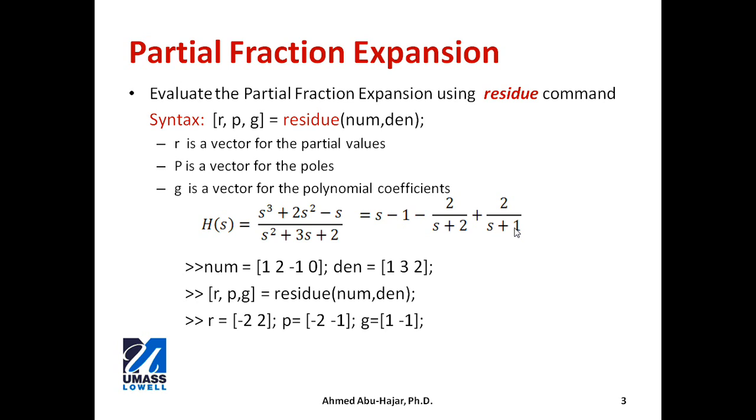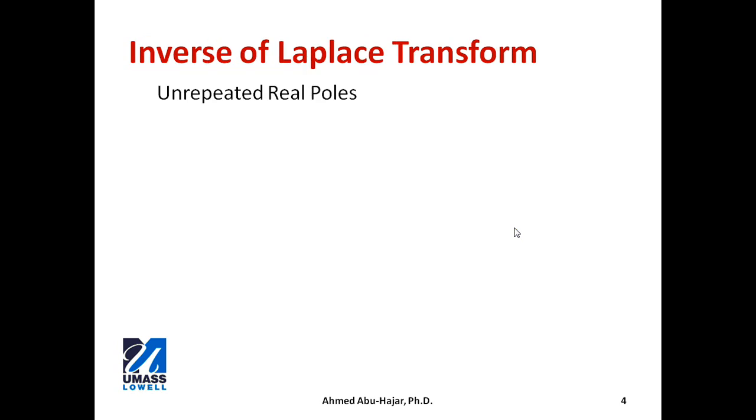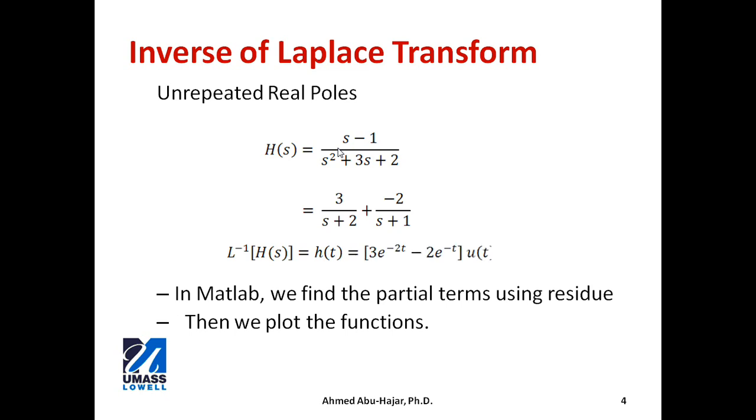where now we are interested in finding the inverse of Laplace transforms. Finding the inverse of Laplace transforms is based on what kind of roots, or poles, we have. So if we have unrepeated poles and they are real, like in this particular rational function, first of all, this rational function is a proper rational function, which means the order of the denominator is bigger than the order of the numerator. Now we can break this transfer function into two terms.